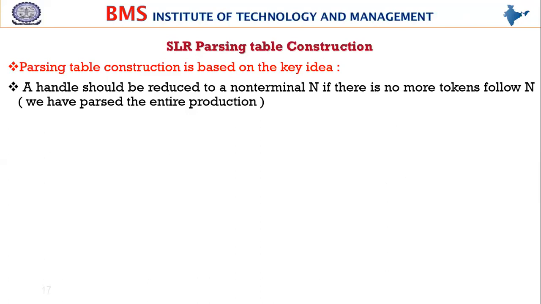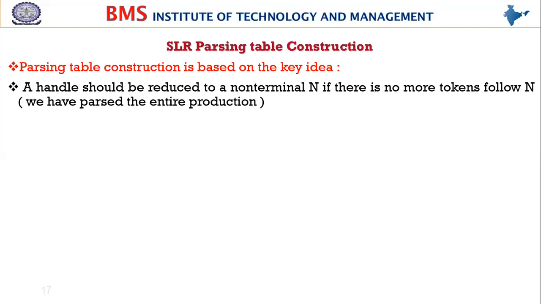Now, SLR parsing table construction is based on the key idea that the handle should be reduced. This is the overall idea in the SLR parse table. The handle should be reduced to a non-terminal, meaning we are going in a bottom-up way. We should take a handle and reduce it to a non-terminal if there are no more tokens left in the production. Suppose I have X produces A, small b, and C, but I have A and b but not C, then it is not a reduction. We cannot go for a reduction.